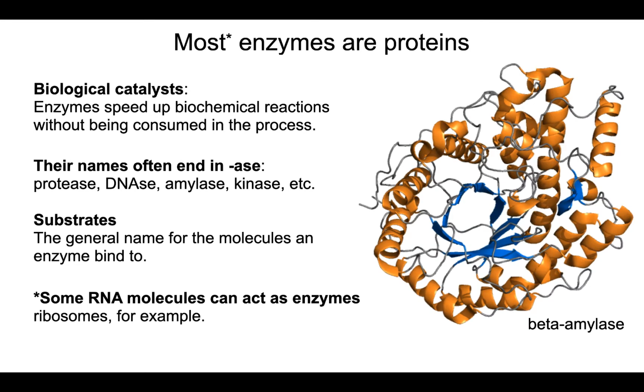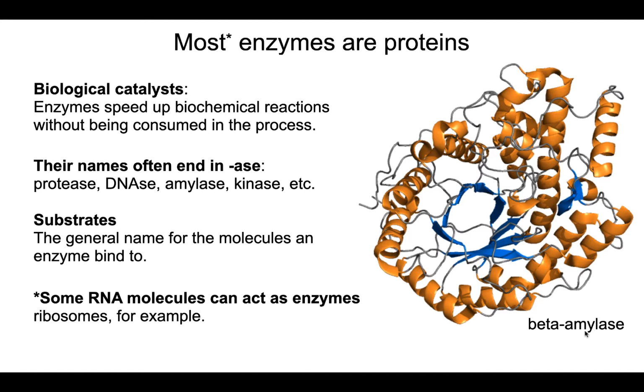So most enzymes are proteins, and enzymes are biological catalysts. So these are proteins like beta amylase here, and you can see it's a protein. It's got these alpha helices. Here's some beta pleated sheets over here. There's beta turns connecting the alpha helices to one another. So this is a protein called beta amylase, and it is an enzyme. It is a biological catalyst. It speeds up biochemical reactions without being consumed in the process.